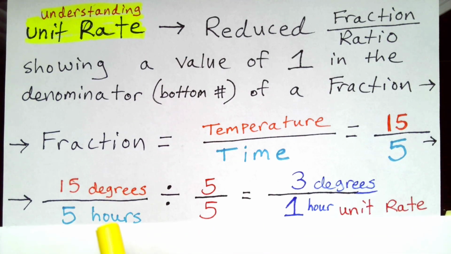So here we got 15 degrees over 5 hours. If I divide top and bottom of this fraction by 5, I will get a unit rate of 1 hour in the denominator's place. So 15 divided by 5 is 3 degrees. 5 hours divided by 5 is 1 hour. That's my unit rate. So 3 degrees per 1 hour. That's what I want to do with this test question problem. I want to create a unit rate.